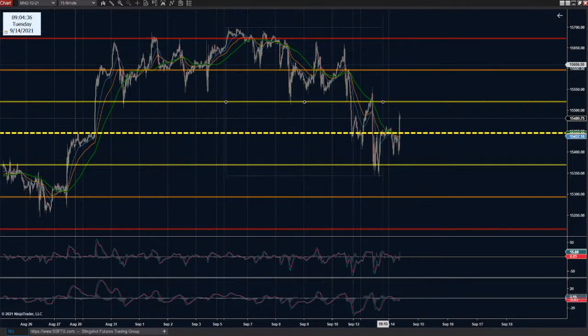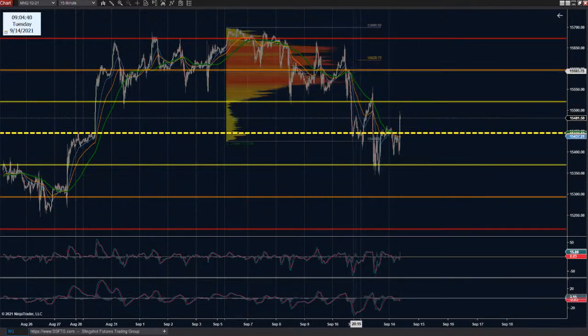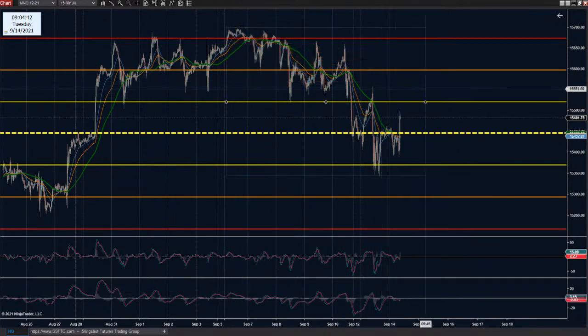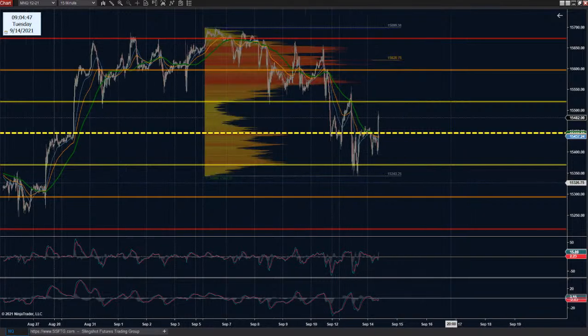Which one? It's got to be that one, right? Yeah. If we go from the top all the way down to the impulse low, just to figure out where the volume's at, it's probably bugged. Yep. As per the usual, right? Let me roll this a little bit further forward. There we go. So the POC on this volume is sitting up at 15,620.75.